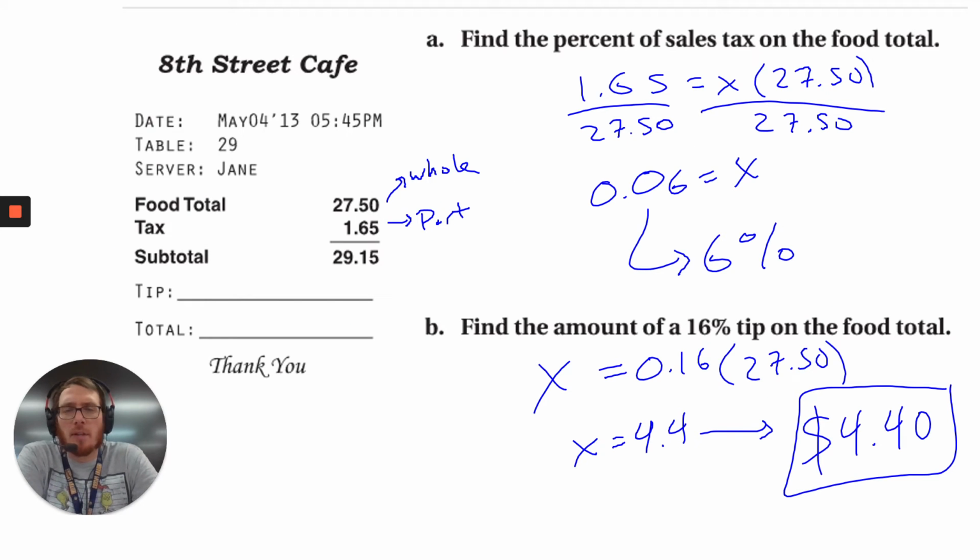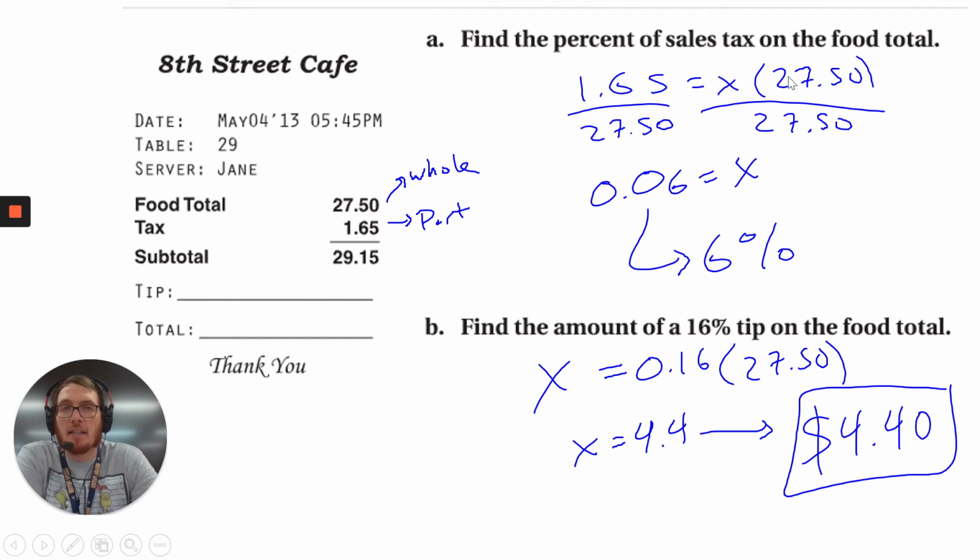Okay, the next question I really like because it deals with something that probably applies to everyone. It's dealing with going out to eat or buying something and then having tax on it. So the first question says find the percent of sales tax on the food total. You can think of the food total as the whole and the tax as the part. So part equals percent times whole if I do the equation.